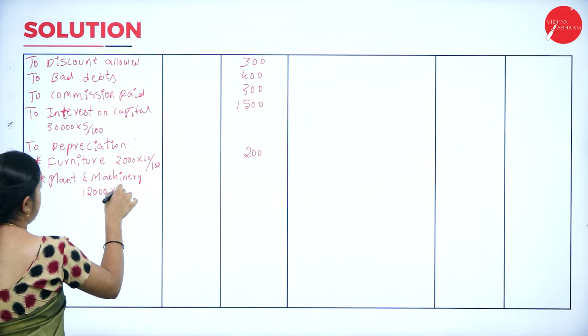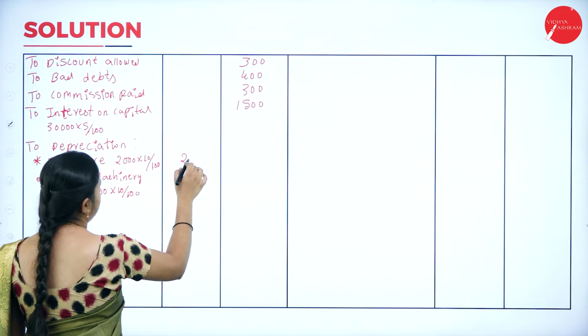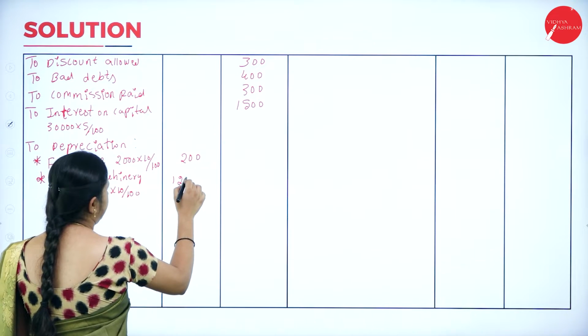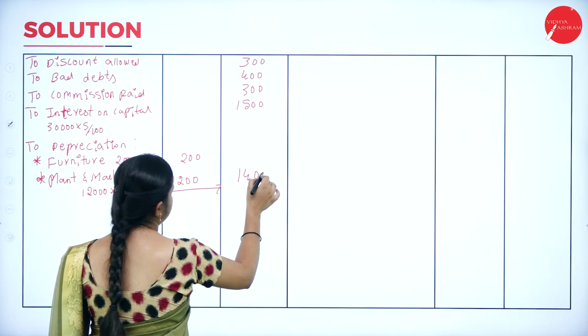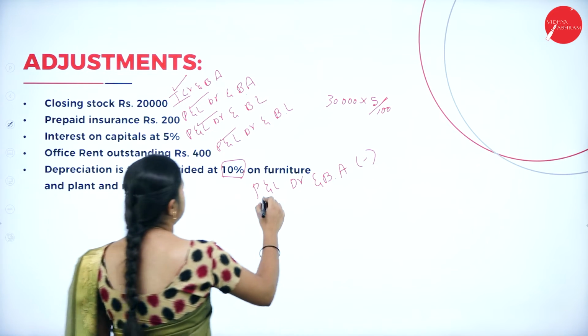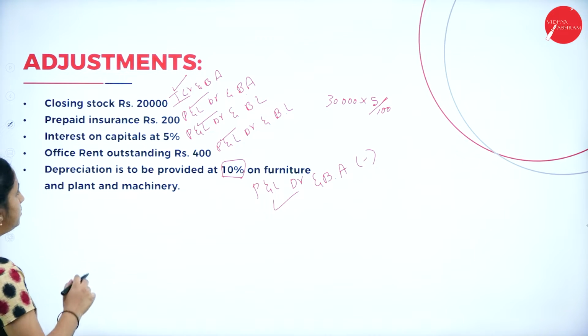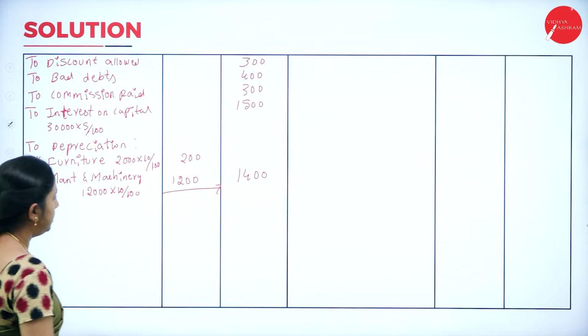Plant and machinery 12,000 into 10 by 100. Write the amount in inner column 200, 1,200. Outer column total depreciation 1,400. So we'll consider all the profit and loss account items. So now make a total.